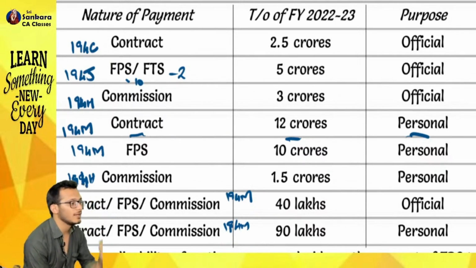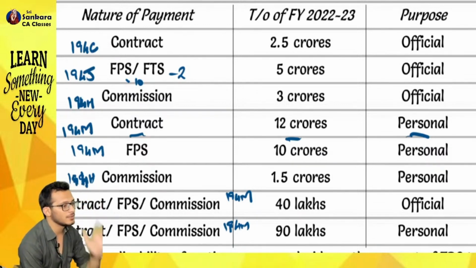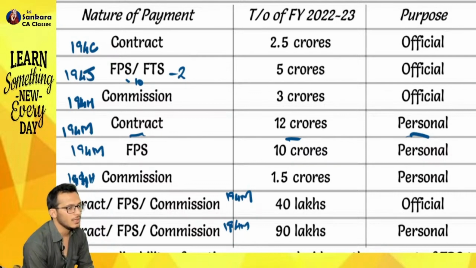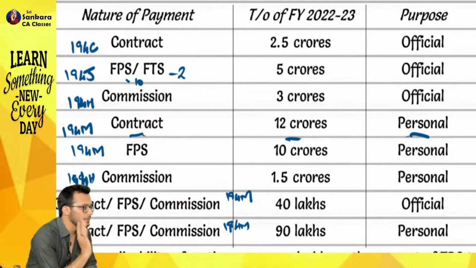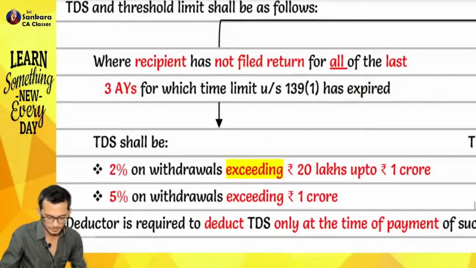What they'll come and say is, boss, 1 crore will become 20 lakhs. You will start deducting TDS at the rate of 2% from 20 lakhs to 1 crore. After 1 crore, you will deduct TDS at the rate of 5%. Okay. Up to 20 lakhs, you will deduct no TDS. 20 lakhs to 1 crore, you will deduct 2%. Above 1 crore, you will deduct 5%. But if you file your returns on time, 0 to 1 crore, no TDS; above 1 crore, 2%. Clear? Yes.